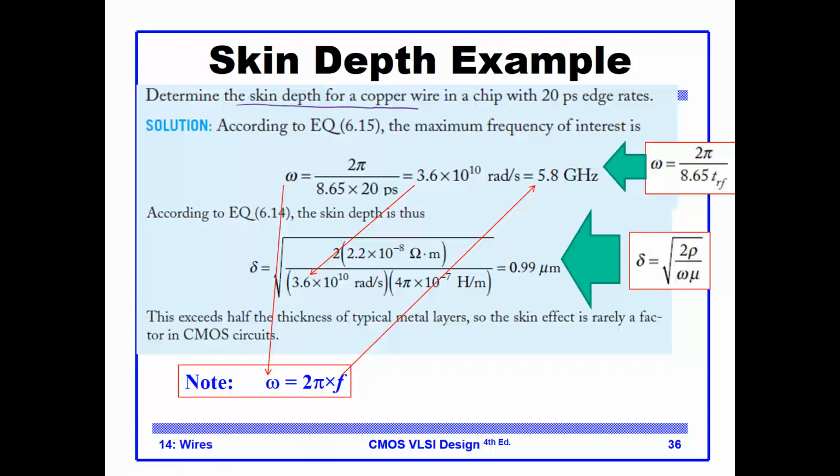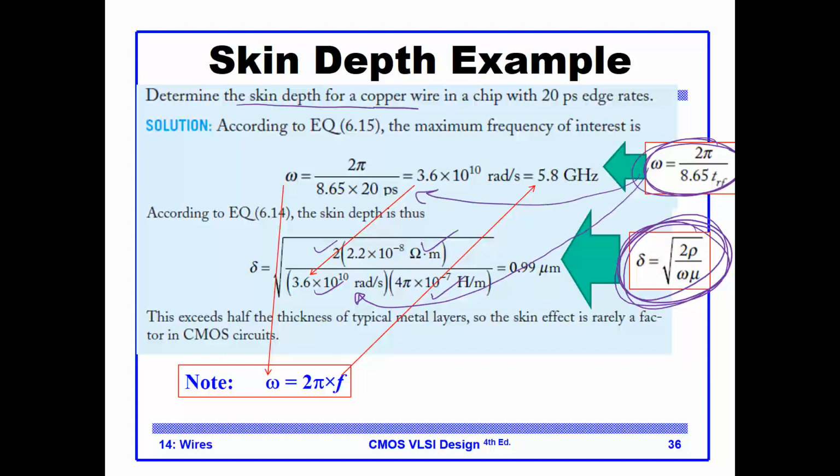determine the skin depth of copper. So the skin depth is equal to this formula: 2 times the resistivity over omega times the permeability. But we need omega. Omega is 2 pi over, this is how I compute omega, which is computed in this formula: 2 pi over 8.5 times 20 picoseconds, and he told me that the edge rates are 20 picosecond. Evaluate all of this, and I get 33.6 radian per second.